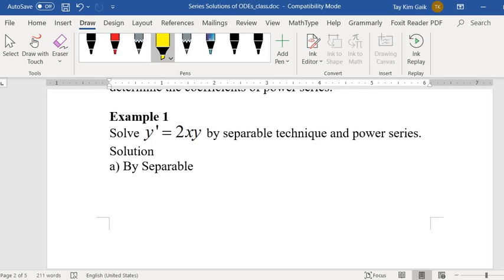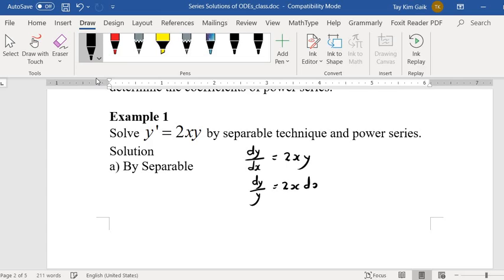Okay, first of all, we look at how to solve it by the separable technique. Notice that y prime is actually dy/dx equal to 2xy. So we are going to separate, bringing the function of y to dy and the function of x to dx. So you have dy over y equal to 2x dx. Now we have successfully brought the function of y to dy and the function of x to dx. Then you just integrate both sides.